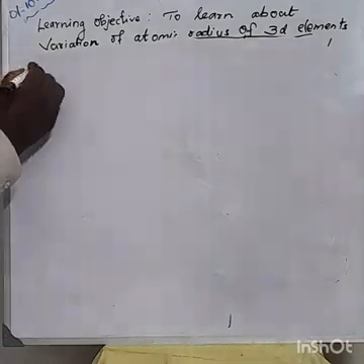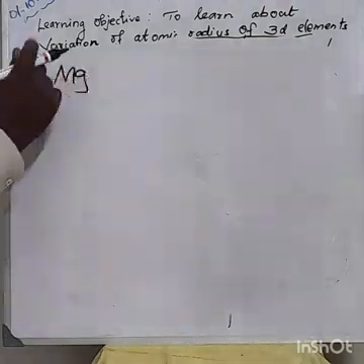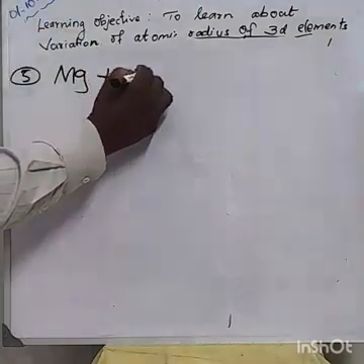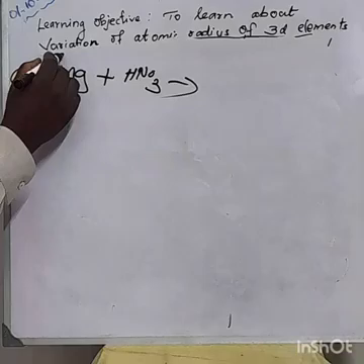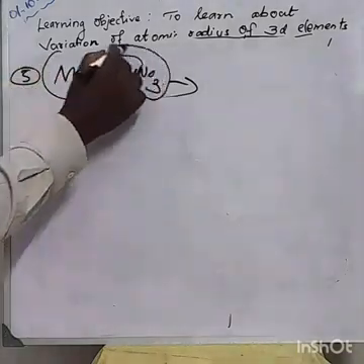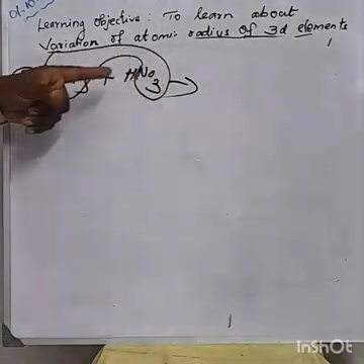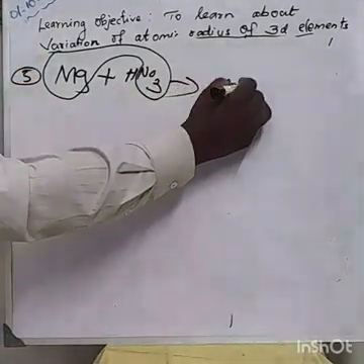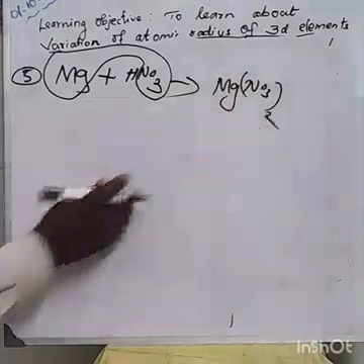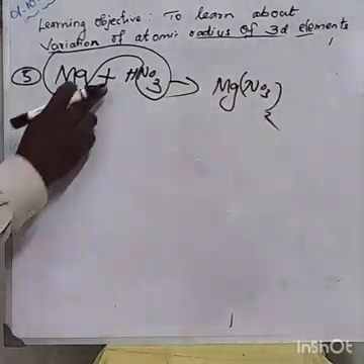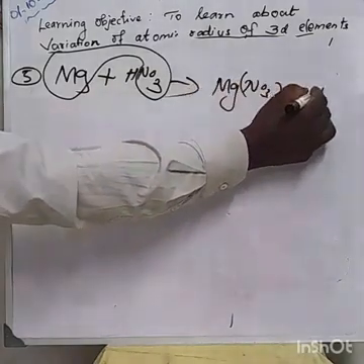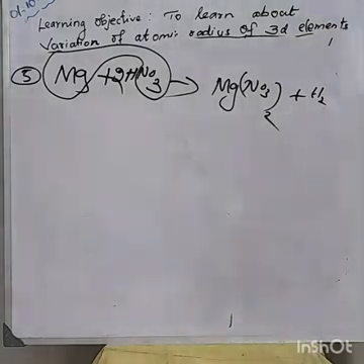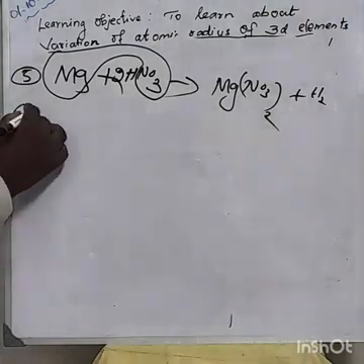Magnesium. What is the symbol of magnesium? Mg. This magnesium combines with nitric acid. The magnesium combines with the nitrate. What's the product? Magnesium combines with nitrate to form magnesium nitrate. The formula is Mg(NO3)2. Hydrogen plus H2. 2 hydrogen, make it 2 here. Balanced. What about the sixth one?